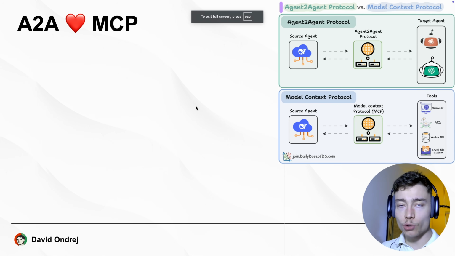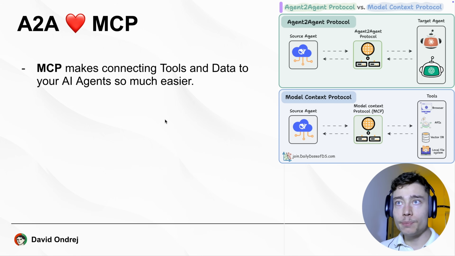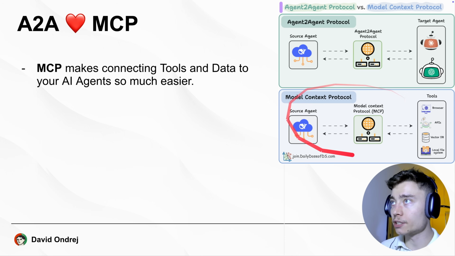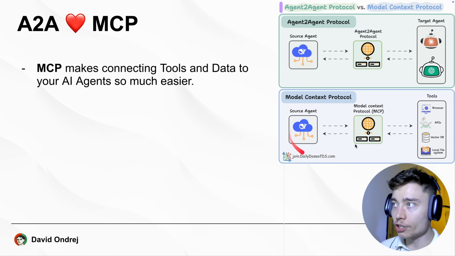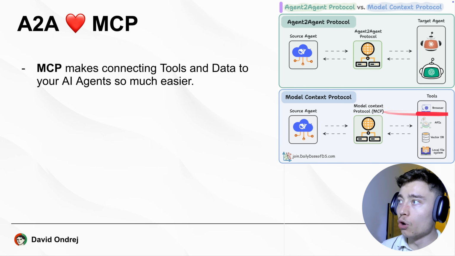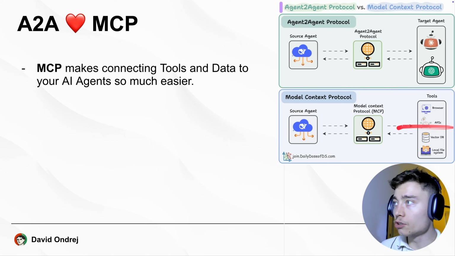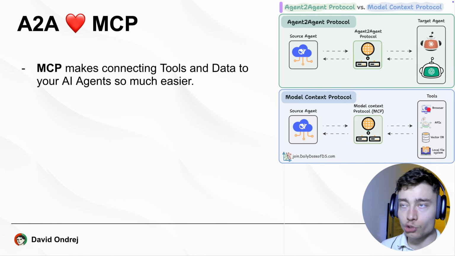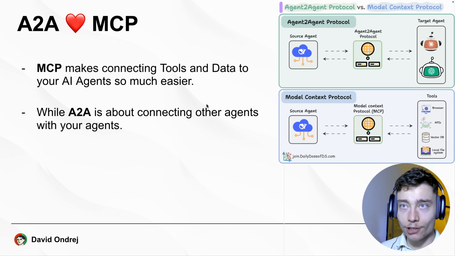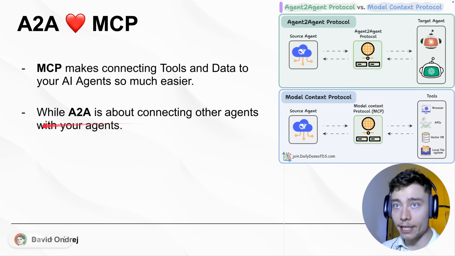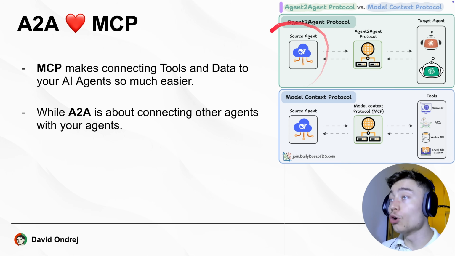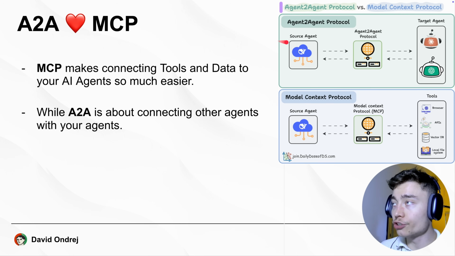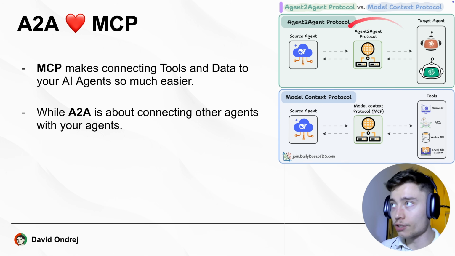Now here is how A2A differs from MCP. MCP makes connecting tools and data to your AI agents so much easier, right? So here is an example of MCP. You have a source agent, then you have the MCP server, and then you have all these different tools. Could be a database, could be all kinds of APIs, the web, anything. So MCP makes connecting tools and data easy, while A2A, on the other hand, is about connecting other agents with your agents. So again, you have your own AI agent here, and then in the middle is the A2A protocol, which allows your agent to communicate with any other agent using the protocol.